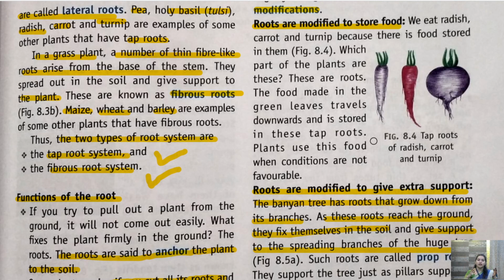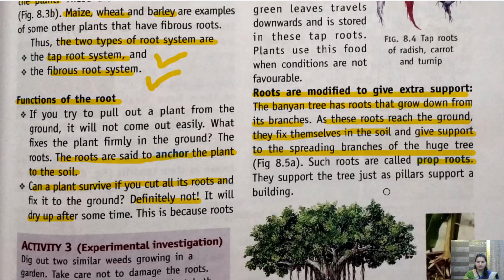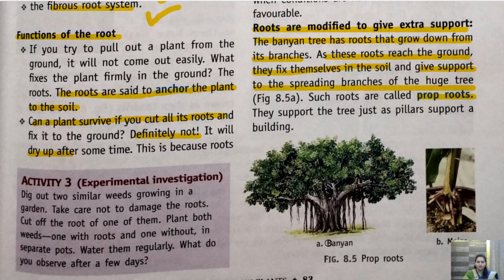Because the banyan tree is a very huge tree, it is very heavy. So it needs support, and these roots give support to it. And such roots are called prop roots. What do you call them? Prop root. So such types of roots are called prop roots. They give support to the plant, like we can see in the figure here.